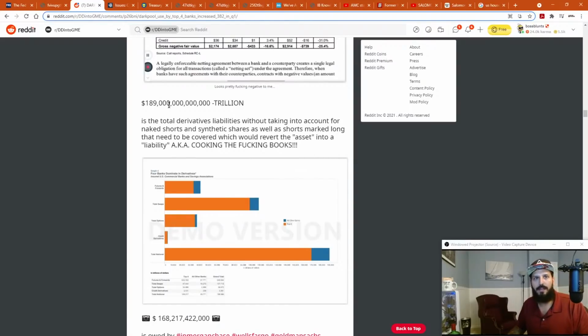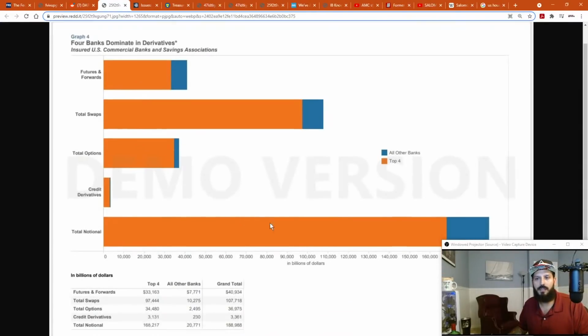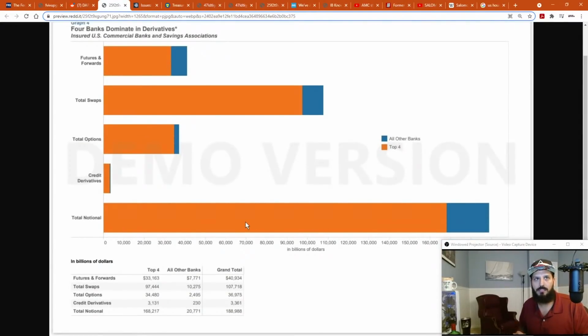And these banks have $189 trillion in liabilities, derivatives liabilities that are notional unrealized losses. And that is a quote, notional unrealized losses in derivatives liabilities. You can see the percentage here. The vast majority of it, about $110 trillion, is credit default swaps, total equity return swaps, collateralized debt obligations, mortgage-backed securities. 2008, Great Depression 2.0.